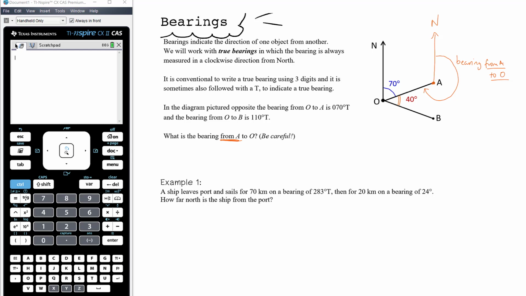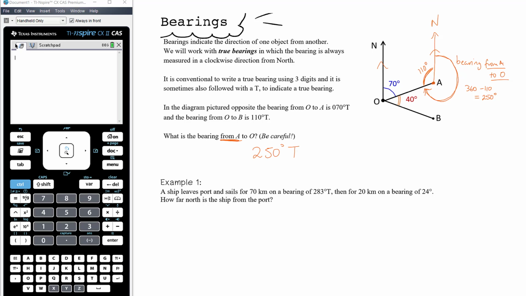So therefore, we need to use a little bit of geometry here, and hopefully you might remember some of these things. Obviously our two north lines are parallel. That means that these two angles in here, the 70 degree and this angle in here, are co-interior angles, which means that they add up to 180 degrees. So this angle here is 110 degrees. Therefore, the bearing, which is the angle around the outside, is going to be 360 degrees minus 110 degrees, and so it'll be 250 degrees. So the bearing from A to O is 250 degrees true.